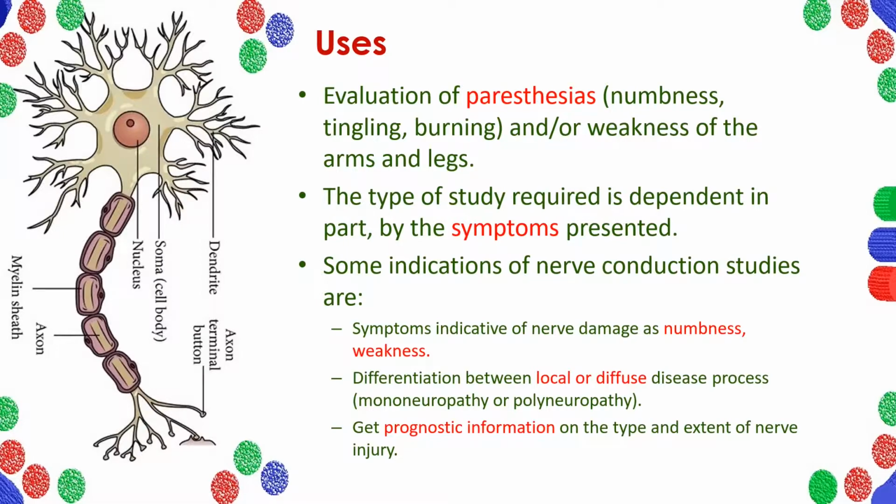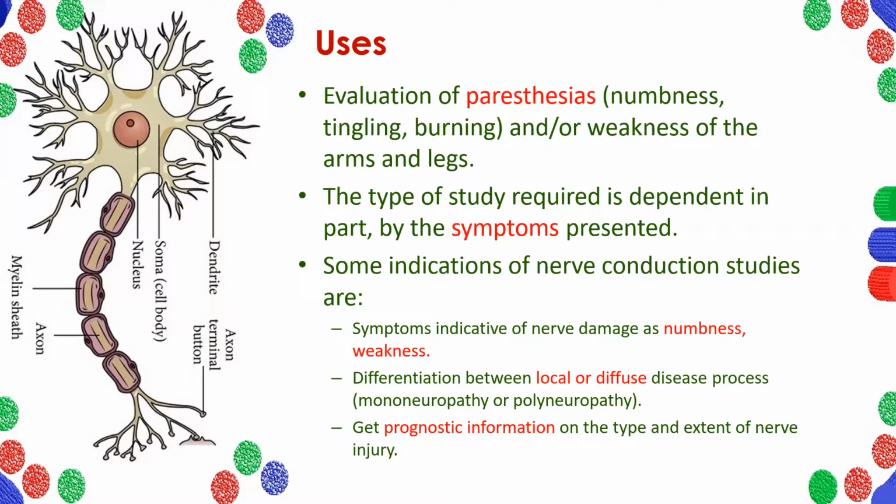So what are the uses of nerve conduction studies? It is used for evaluation of paresthesias, that means numbness, tingling and burning sensation of the arms and legs, and this is usually a common presentation of the diabetic neuropathy patient. Diabetic neuropathy is just a complication of diabetes on a long-term basis. Sometimes a particular test within the nerve conduction study is prescribed based on the type of symptoms that the patient presents.